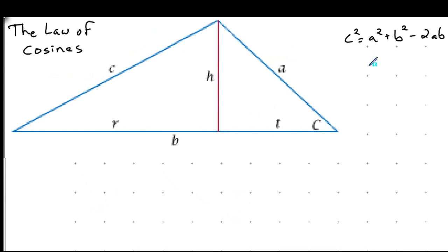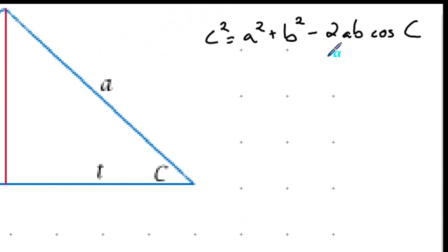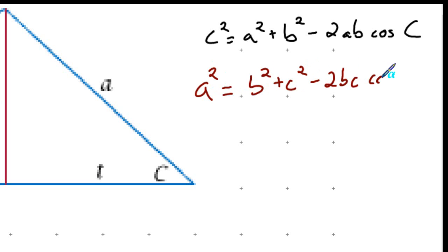So we've shown that c squared equals a squared plus b squared minus 2ab cosine c. Remember, these are triangles, not right triangles. So this is how I go about solving this. And it can also be shown similarly that if I solve for the other side length, say a, I could come up with something very similar. So a squared would be equal to b squared plus c squared minus 2bc cosine of big angle A.